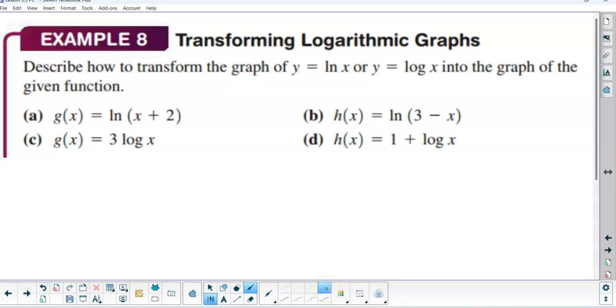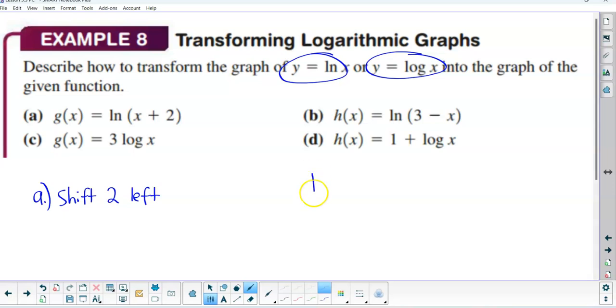But this says to describe the transformations. So our parent function is either this, the natural log of x, or the common log of x. So for part A, you can see our parent function is going to be the natural log of x. And how is that parent function different than the one that we're looking at? Well, you can see there's a +2 inside the natural log. Anything on the inside affects it horizontally, and so this is going to shift it 2 units to the left.